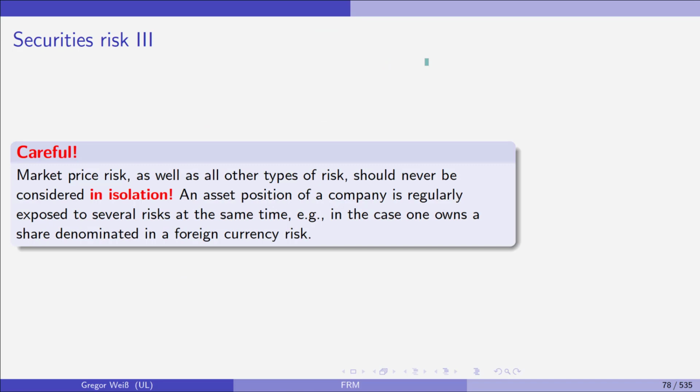Market price risk, as well as other types of risk, should never be considered in isolation. You will always have an asset position that is regularly exposed to market risk, currency risk, interest rate risk, as in the case of a corporate bond. And it can also sometimes be the case that if it's denoted in a foreign currency, you also have foreign currency risk. So all these different types of market risk and credit risk even, they all come together.